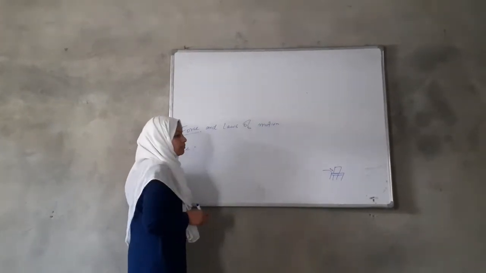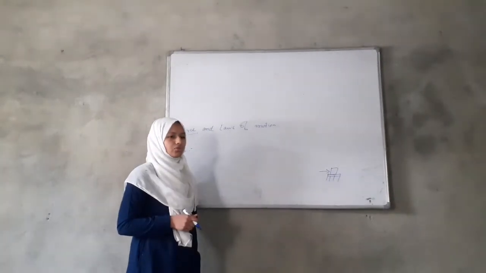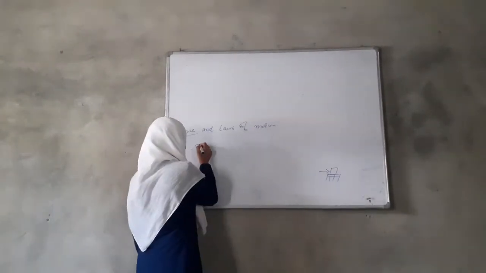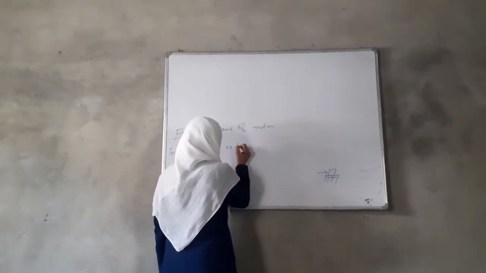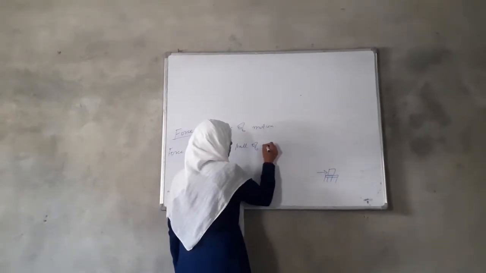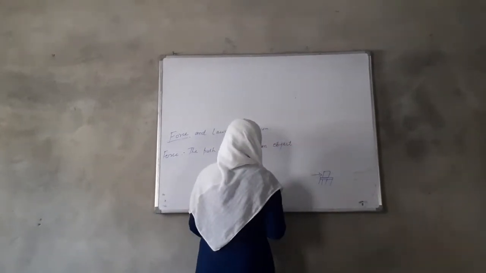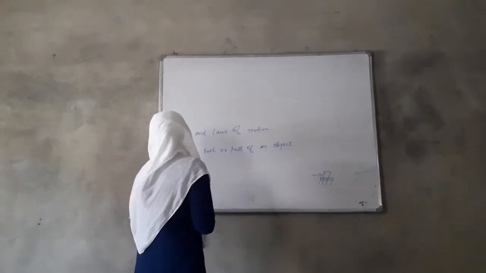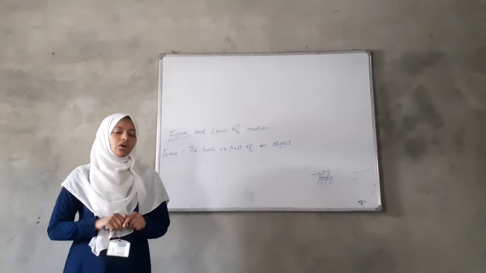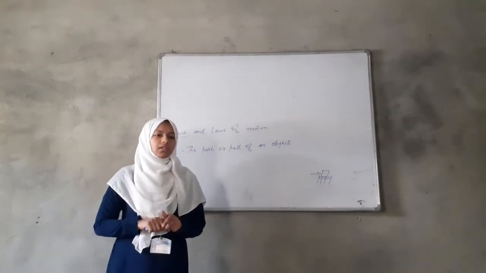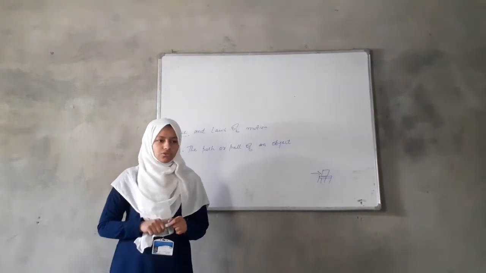Now what is force? The pull and push of an object is called force, or in other words we can say force is the capacity to do work or cause physical change. Force applied can change the shape, direction and speed of an object. Or in other words, we can say force applied can change the state of rest to state of motion and state of motion to state of rest.